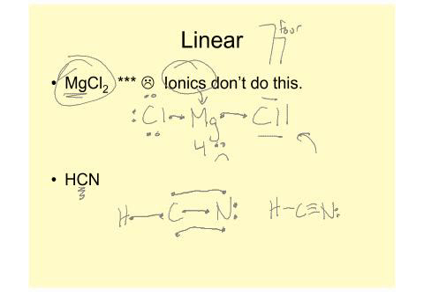Now, why is this shape linear? There are 2 regions of negativity. The first region is on the left, and the second region is on the right. Now, I know it's a triple bond, but it's still going to have the same repulsion. It's a region of negativity. They're going to be as far apart from each other as possible, and that would be 180 degrees. Same thing would be true up here, right?